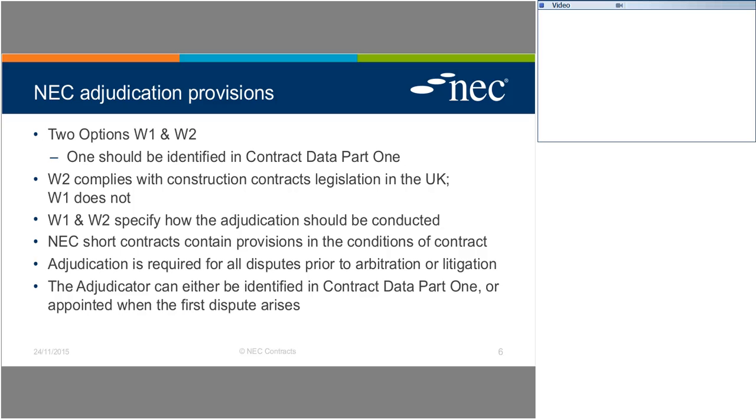Now, coming on to how you get an adjudicator, essentially there are two choices in this contract and in most others. There is a space in the contract data part 1 for an adjudicator to be identified. So it could say the adjudicator is this person. More typically, you tend to find that that space is left blank and the name of an adjudicator nominating body is identified in the contract data, which the parties would refer to in the event they could not jointly agree on the identity of an adjudicator.